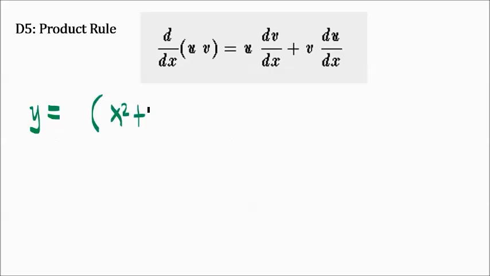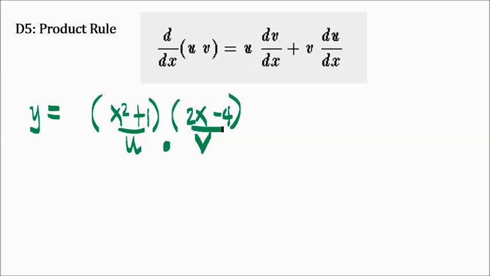x squared plus 1, then 2x minus 4. So we treat this as u and we treat this as v. So this is a product of u and v.